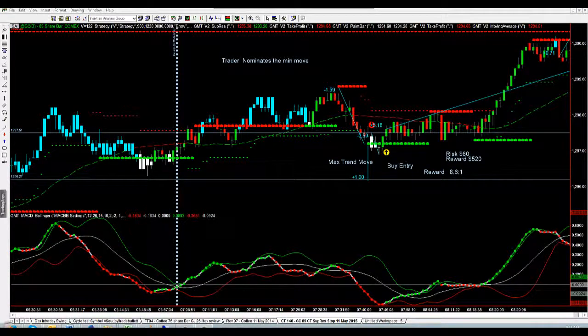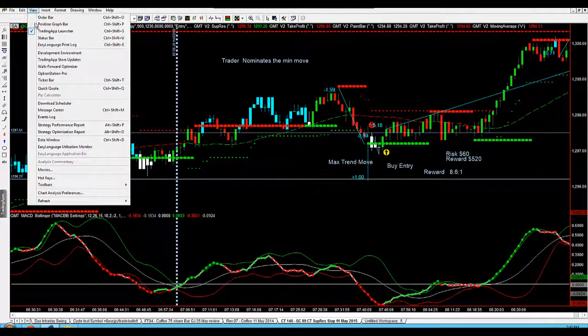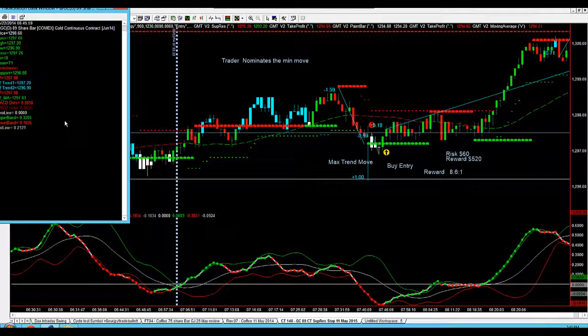Welcome back. Going to take you through a walkthrough of our failed trend trader setup. Now this is a buy entry setup, and we're going to have a look at it running on the gold market. I've got an 89 share bar here, so we're tracking this on an 89 share. I'll just bring up our data window so we've got a little bit more detail to look at.